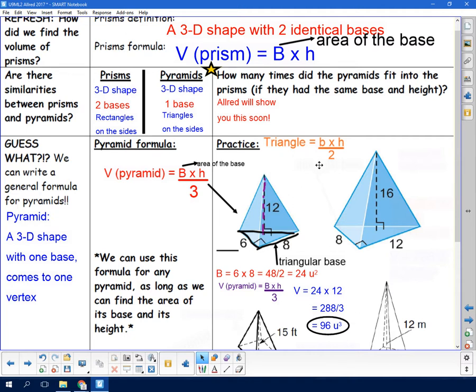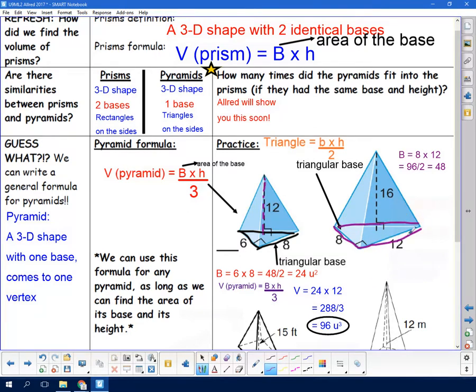This next shape also has a triangular base. So I'm going to use that same triangle formula to find the area of the base, the big B. I'm going to do 8 times 12. The base is 8. The height is 12. Then I'm going to multiply those together and divide by 2. 8 times 12 is 96. Divided by 2 is 48.